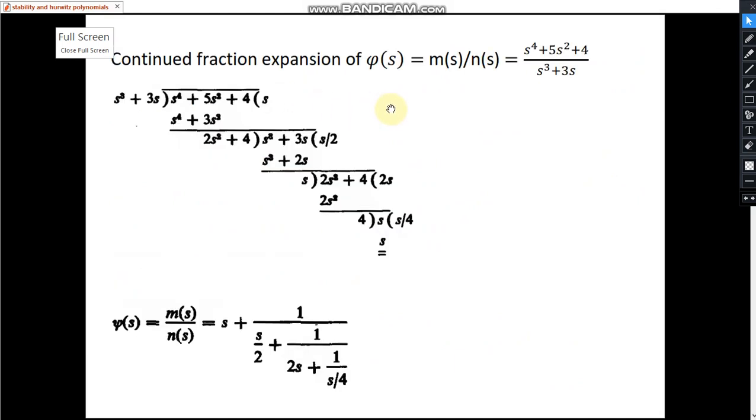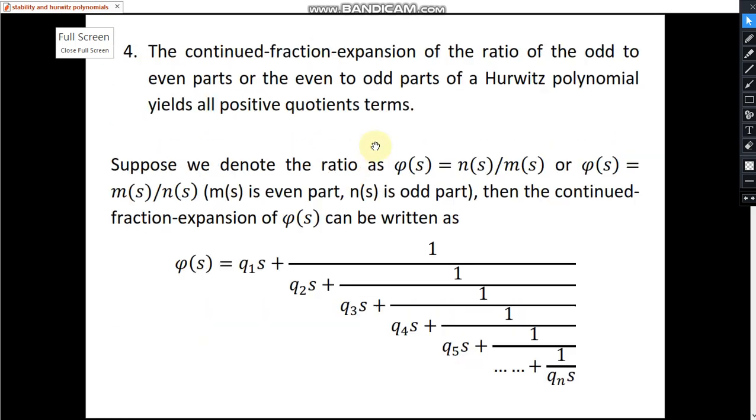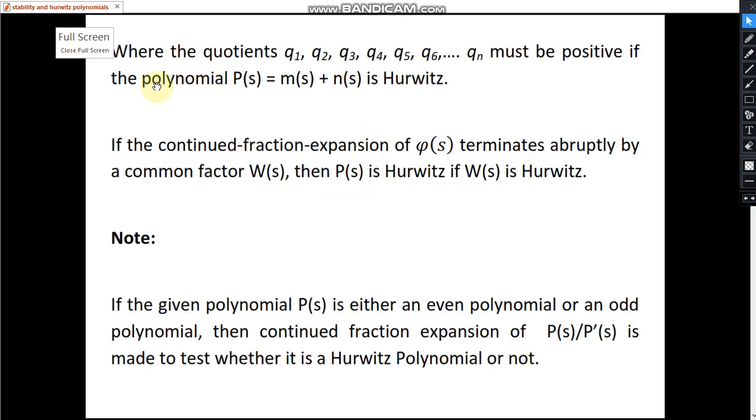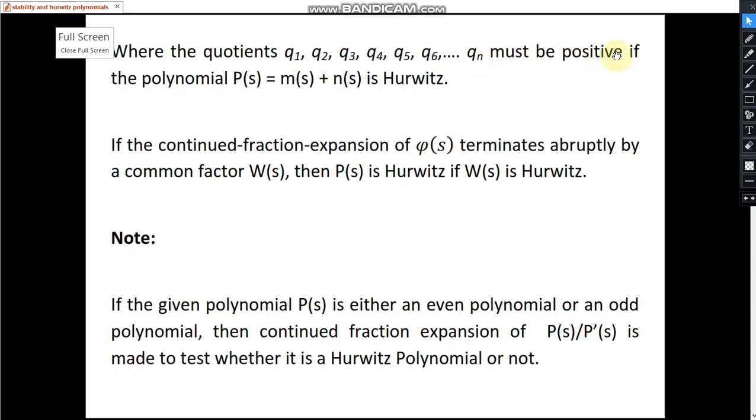Like this. So here in this example, okay, before discussing this example, let us discuss the remaining portion of this. The quotients q1, q2, q3, q4, q5, q6 up till qn must be positive if the polynomial p(s), which is nothing but even part plus odd part, is Hurwitz.